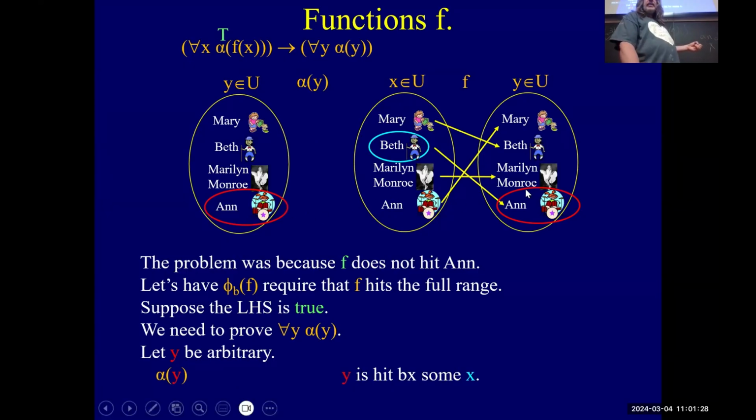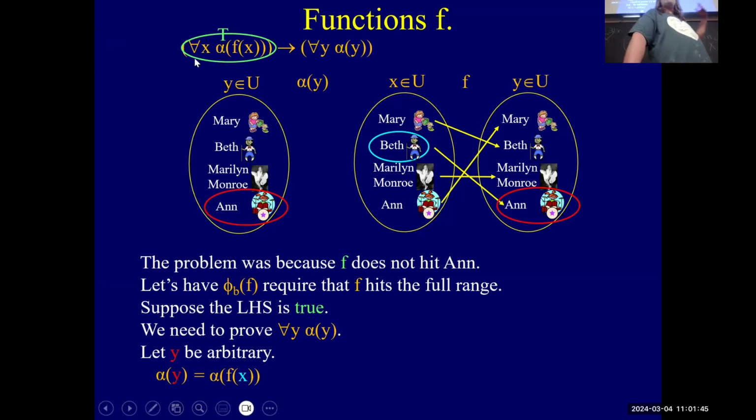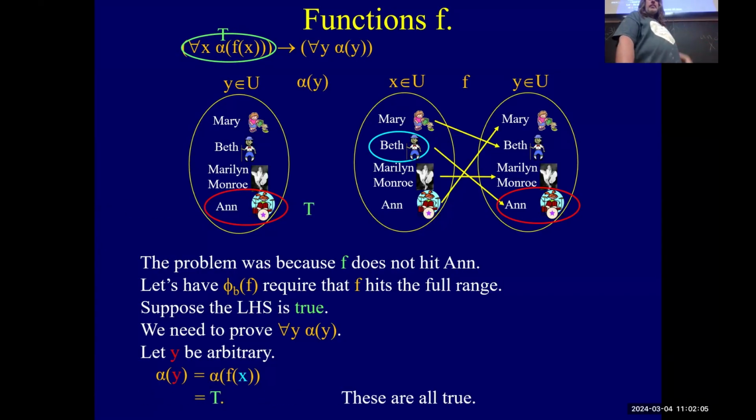Well, we know that everybody is hit, right? So y is hit by somebody. Who's it hit by? It's hit by Beth, right? Now, what does this say? This says for every x. Who do I give for x? Do I give Ann for x? No, who do I give for x? You should all be jumping here, guys. You give Beth, right? I give Beth, and it becomes true, right? And we did it for all.